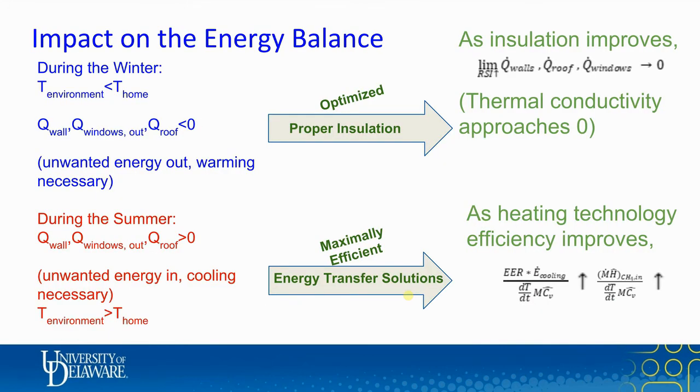All of this together impacts the heat flows of the energy balance. A poorly insulated house will have large and negative flows out during the winter and large and positive flows in during the summer. This varies based on temperatures between the environment and the home. The goal is to limit the heat flows at any time to 0 as we approach perfect insulation. As heating technology becomes more efficient, a given amount of energy input can produce a given temperature change sooner, using less energy over time.